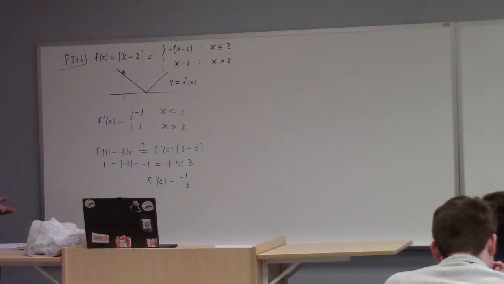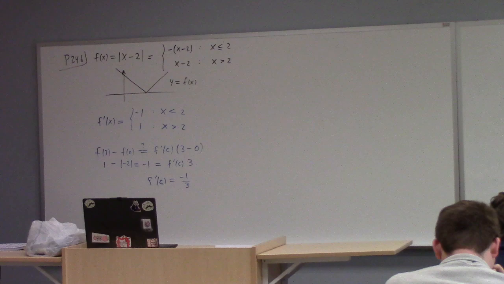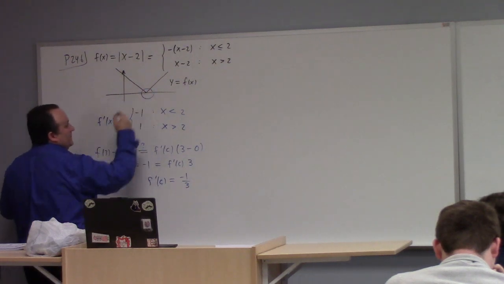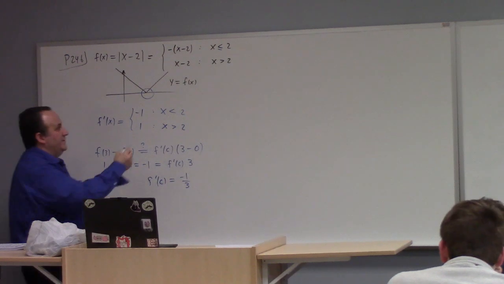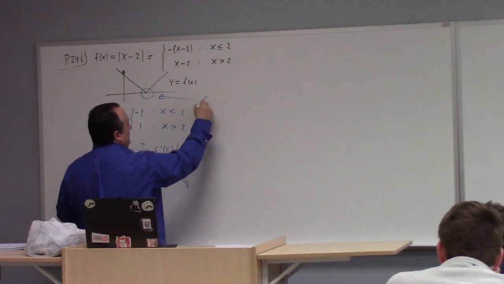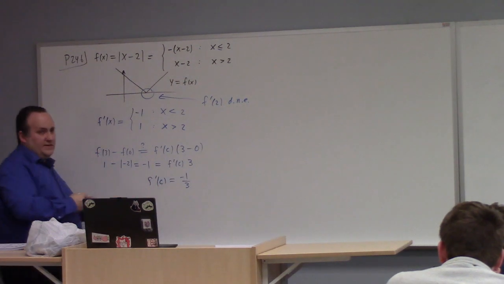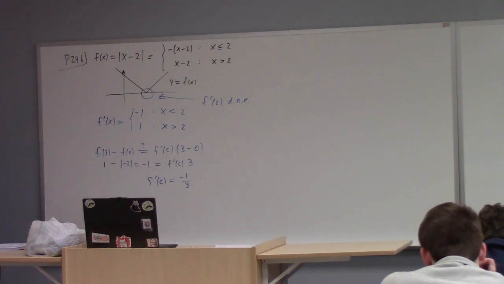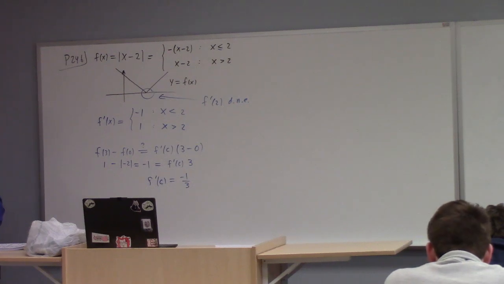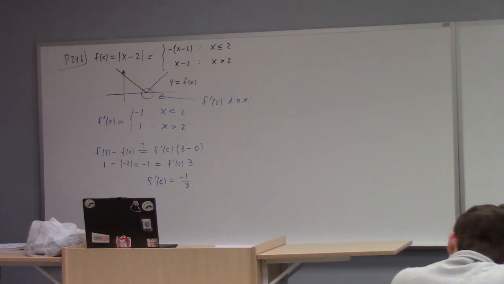Why is that okay? Why does this not contradict the mean value theorem? It doesn't fulfill the preconditions, right? The hypothesis of the mean value theorem. Where does it fail? It fails because right here, f prime of 2 does not exist. Therefore, the mean value theorem doesn't apply. Does that make sense?